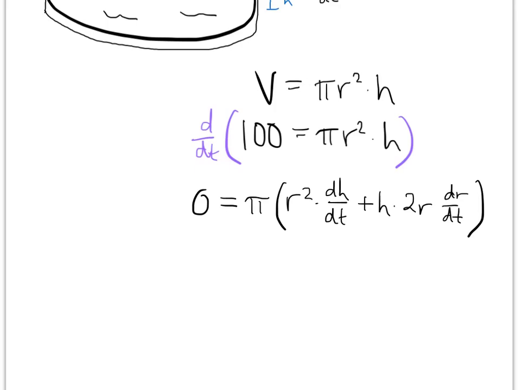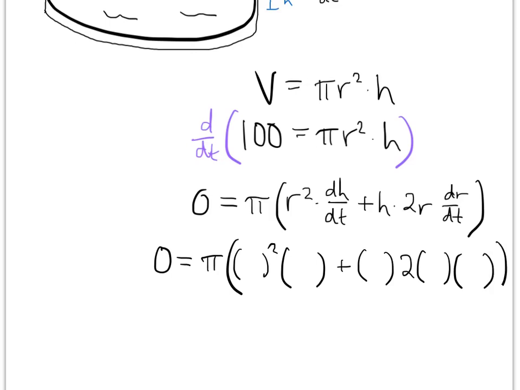Now, in a related rate question, you have to remember that when you see this equation, every single variable needs to be accounted for. So when we write this out, before we get started with plugging in our numbers, I just want to leave some room for everything. So we have r squared times dh/dt plus h times 2 times r times dr/dt. This is a really good habit to get into simply because it helps you organize all the information you're really dealing with.